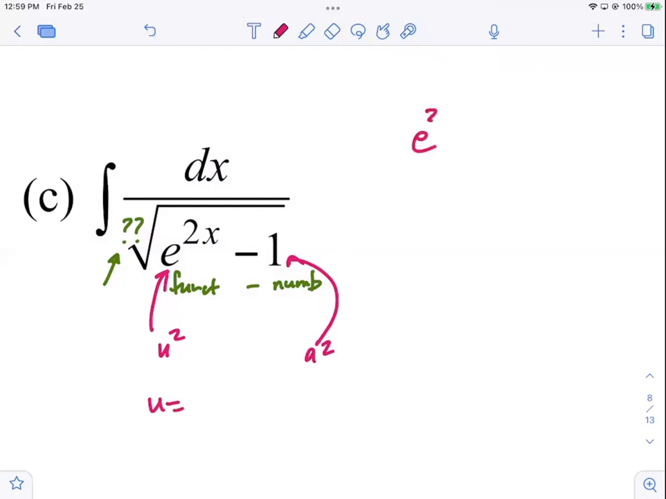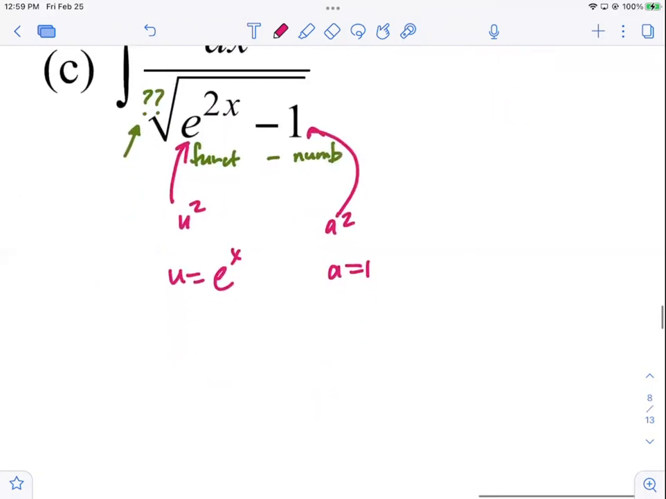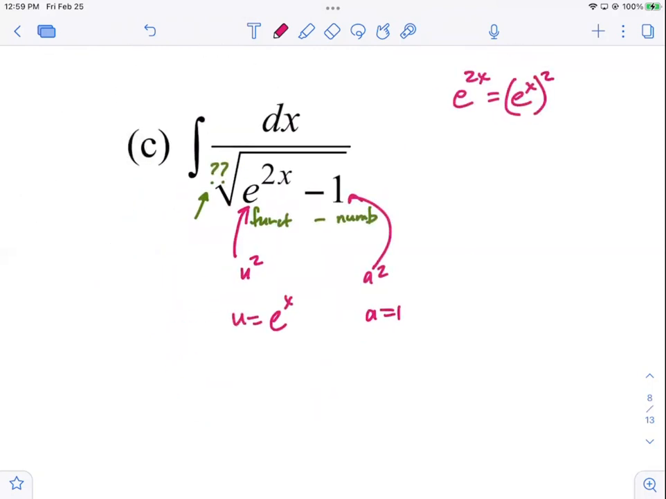Well, off to the side here, e to the 2x is the same as e to the x squared. So it's just e to the x, and a squared is 1, so a is 1. Now, look, we can create what we need. We need whatever we're calling u to be in the front. So I can put an e to the x there, legally, as long as I do what in the top? Put an e to the x as well.